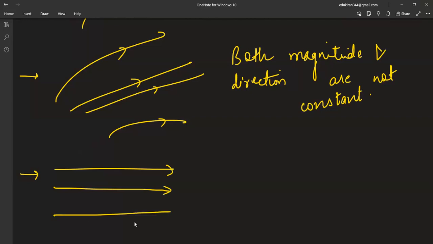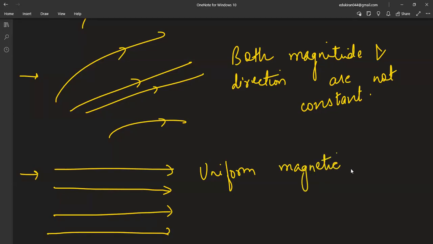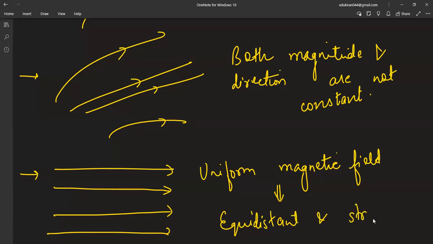And if they have to show that both the magnitude and direction are constant, this will give you equidistant. The field lines are going to be equidistant and straight. If this is uniform magnetic field, then field lines will be equidistant and straight. This is what you have to remember.